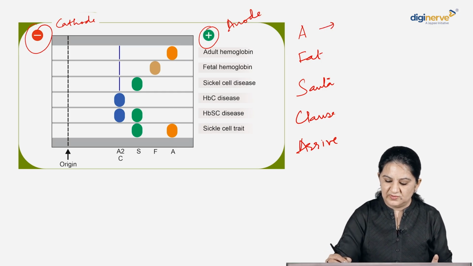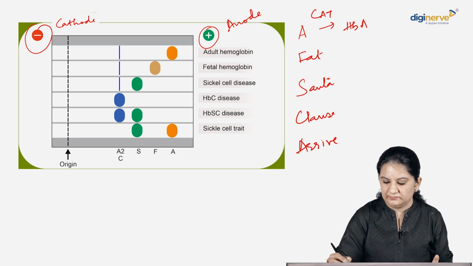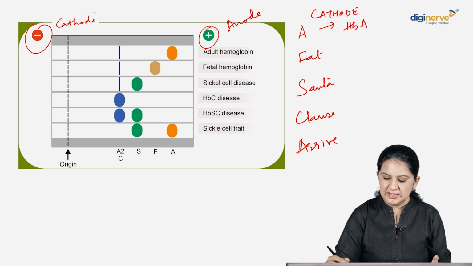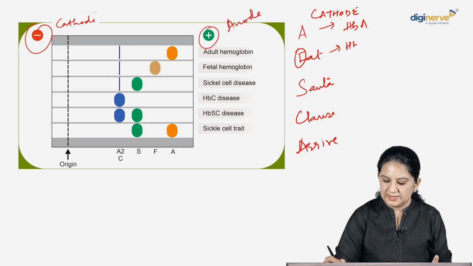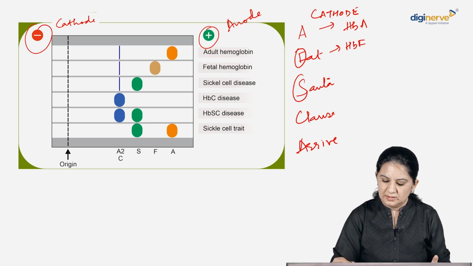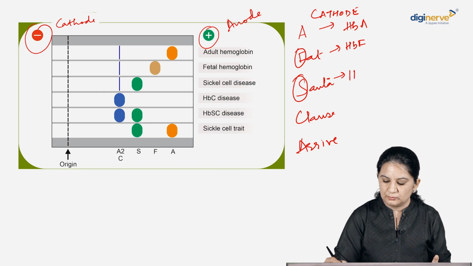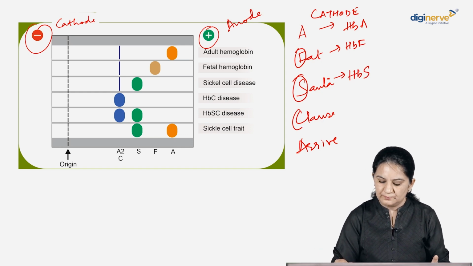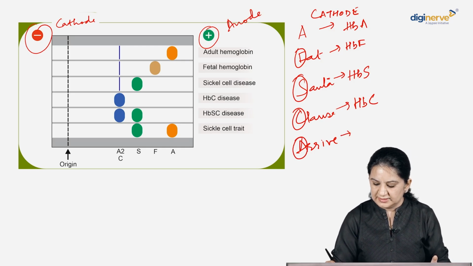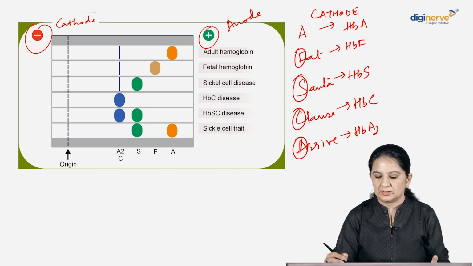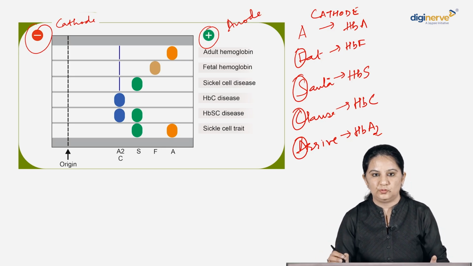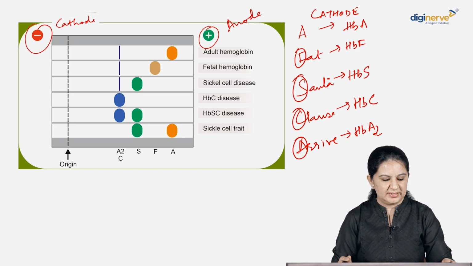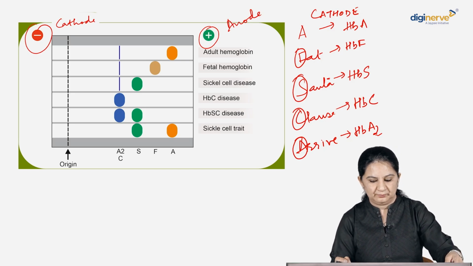Remember this. A means hemoglobin A, starting from cathode. Please remember this, starting from cathode. Hemoglobin A, fat hemoglobin F, that is the fetal hemoglobin, then S for Santa, hemoglobin S or the sickle hemoglobin, then hemoglobin C, and C and A come together, that is hemoglobin A2. Starting one is adult, then fetal, then sickle, then C, and then A2. A fat Santa Claus arrives. Please remember this is from cathode to anode.